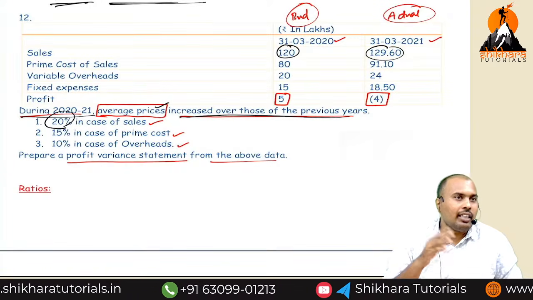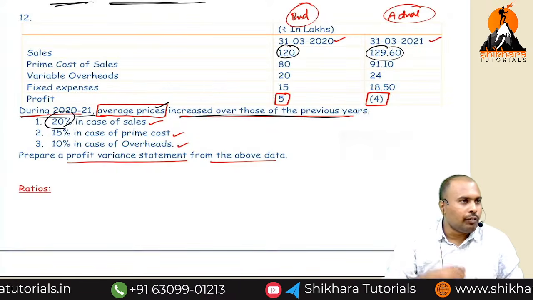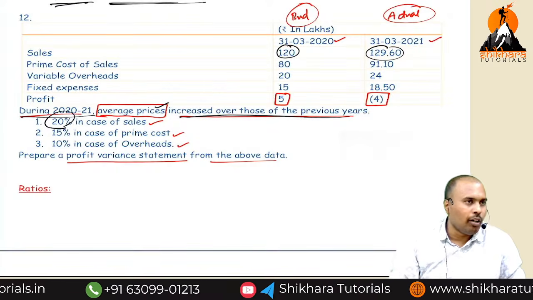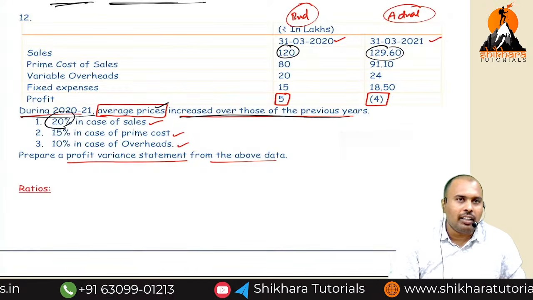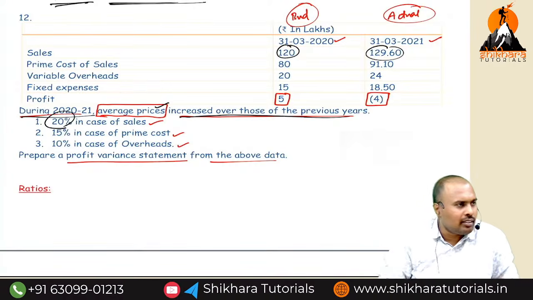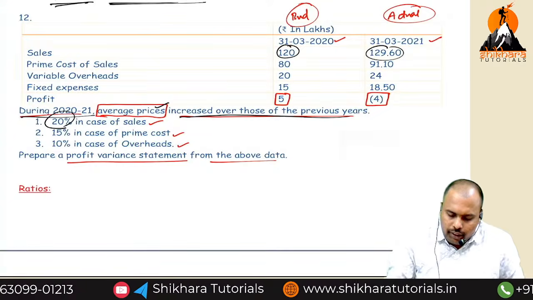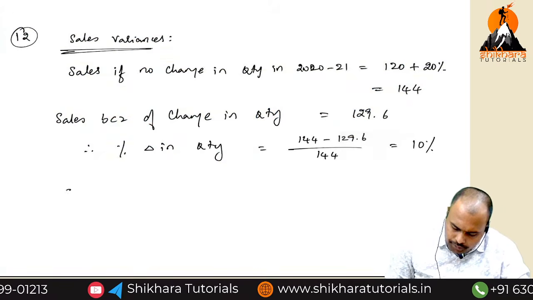If price is increased and volume has not increased, the sales might be 144, but now it is 129.6 only. It means there is a decrease in volume. Now, what is the percentage of decrease? If no change, how much? Because of change, how much? From the difference we can take the percentage, right? Clear? Understood or not?